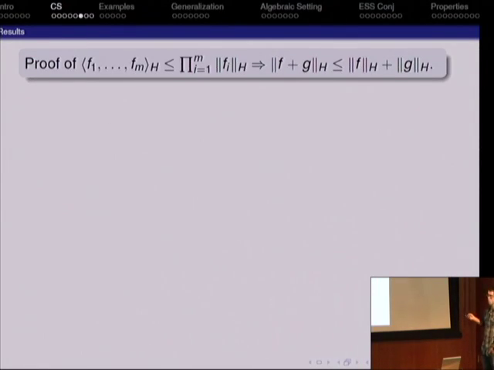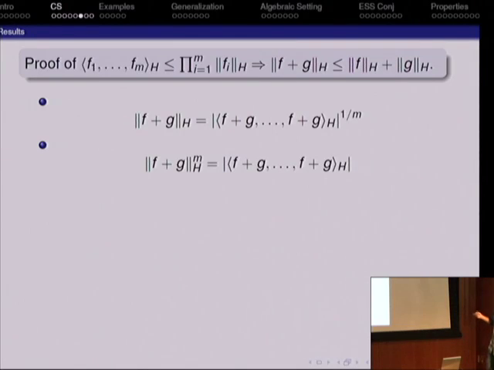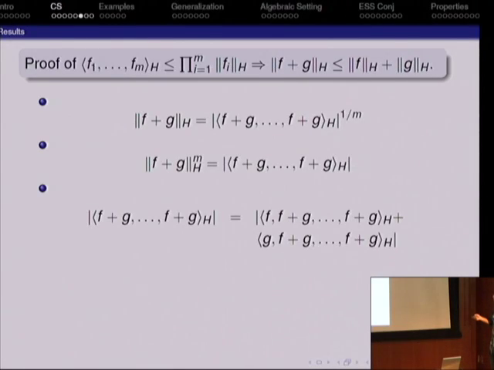So suppose this holds for any set of functions. I want to get the triangle inequality. So what is the h norm of f plus g? It's this mth root of this product, and let me raise both sides to power m to get rid of this mth root. So I have this. Now, this is a linear function, the product. So I can expand it in the first coordinates, write it as the product of f and these f plus g's plus the product of g and f plus g's.